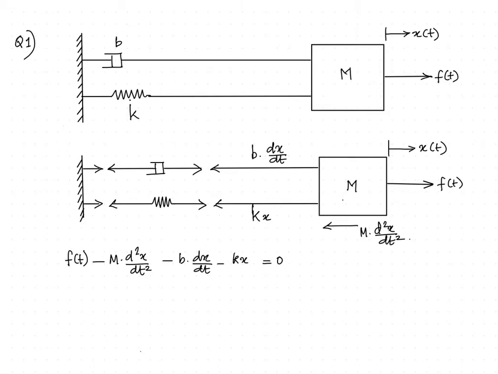In this case, we have a mass, a damper and a spring. First, we need to identify a positive direction of motion. Let us assume that the positive direction of motion is towards the right.